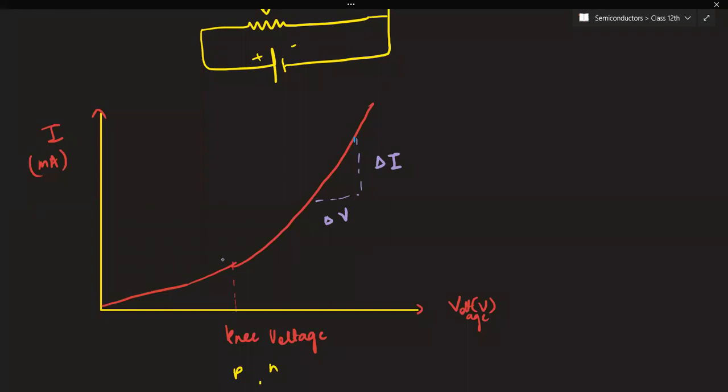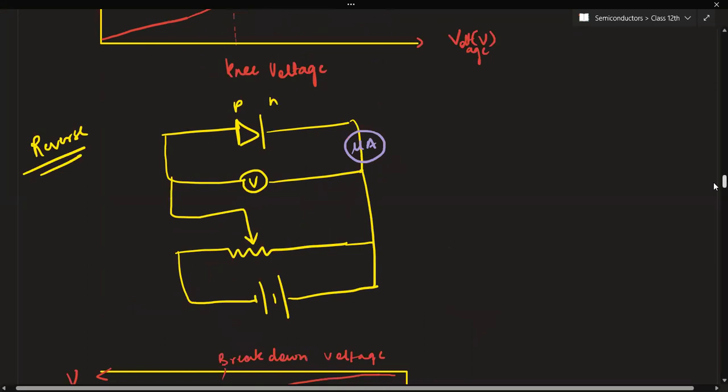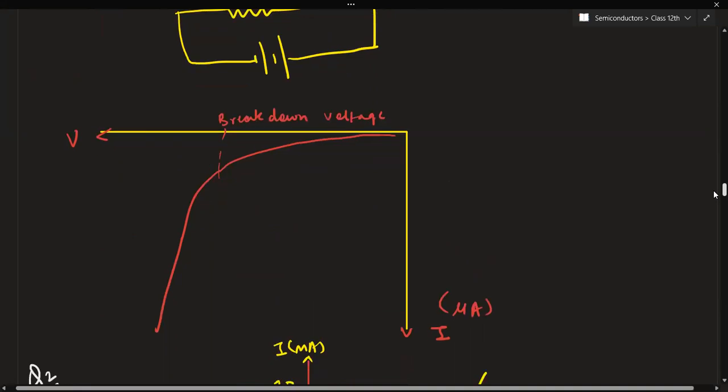Fine, class. Same thing if you take it for reverse bias. This is the reverse bias. See, positive is connected to the negative, negative is connected to the positive. Opposite, this is the graph which you get.